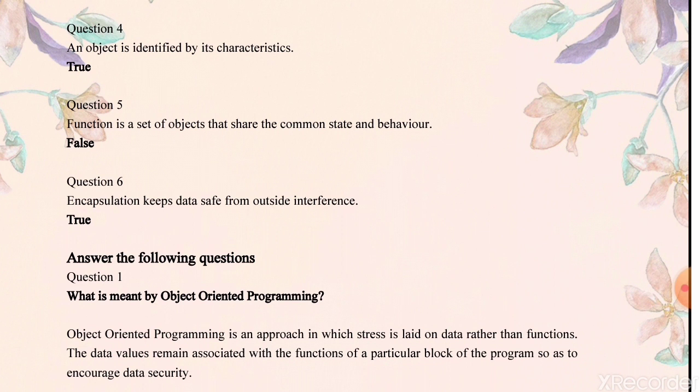Next is, function is a set of objects that share the common state and behavior. This is false. Okay, function does not have the state and behavior. Class or object have the state and behavior. That's why it will be false.